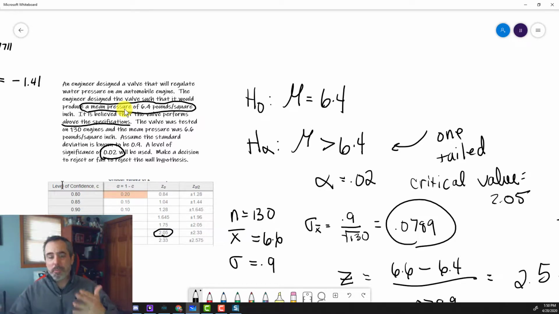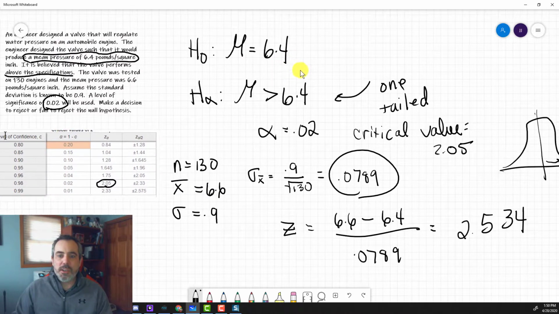Now, we would probably have to do more tests to see if we could find what it is. What's our claim going to be now? Maybe we say that it's 6.5. We do another test and sample, and we determine whether or not we could disprove that, until we get to the point where we say, yep, we're pretty sure that this is the mean pressure for this water valve.